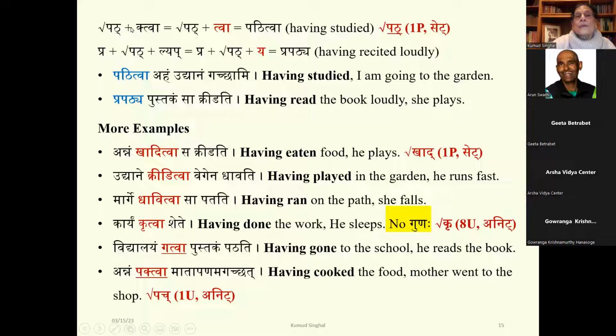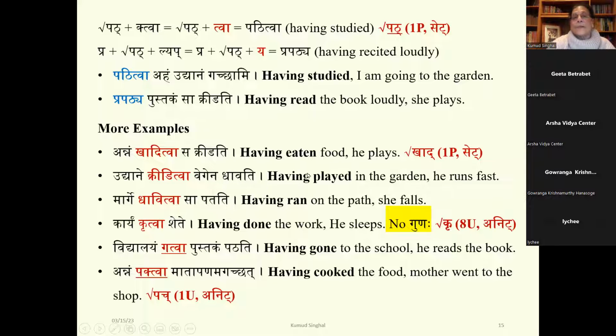There will be no guna because ka is a kit here. We will come to that example. Just some more examples, they're very simple. Annam khaditva. Khad was a set. This is also set, so e is added. Having eaten food, he plays. Udyane kriditva vegena dhavati. Having played in the garden, he runs fast.